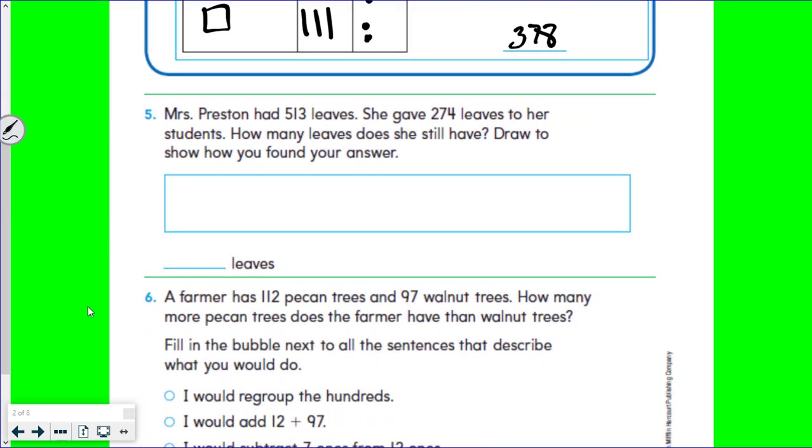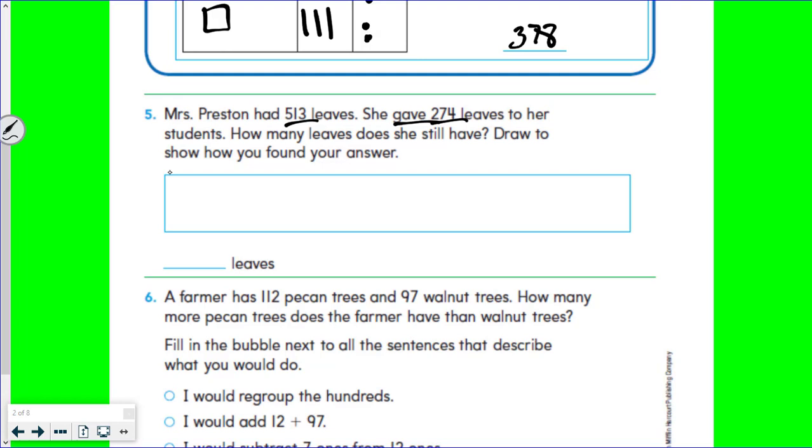Number 5, Mrs. Preston had 513 leaves. Let's underline that. She gave 274 leaves to her students. How many leaves does she still have? Draw to show how you found out your answer. So again, you're going to have to draw a quick picture, and you're going to be subtracting, right, because she gave away some leaves. Go ahead and pause your video, and then we'll work through the problem together and see if you got it right.